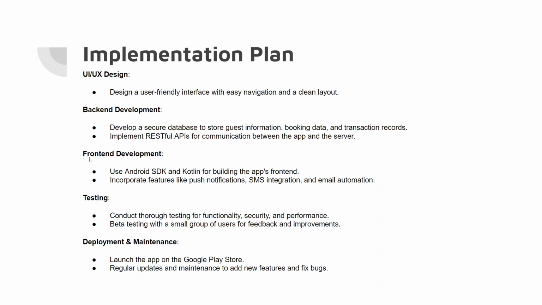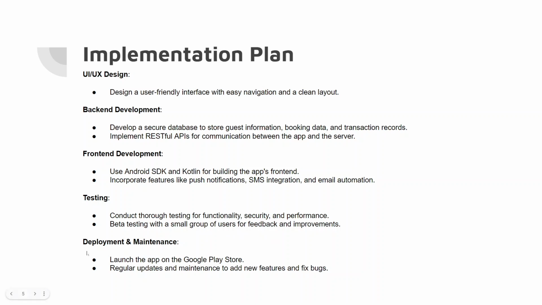And thirdly, we are going to develop the front-end application. We are going to use Android SDKs and Kotlin for building the application, and incorporate features like push notifications, SMS integration, and the email automation system in our Android application. Then we are going to conduct testing: thorough testing of functionality, security, performance, and beta testing with a small group of users for feedback and improvements.